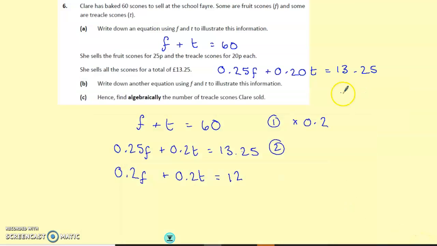So I'm going to take away, so I get 0.05F is equal to £1.25. So F is equal to 1.25 divided by 0.05, which is 25. So there's 25 fruit scones. I'm going to sub that into 1.